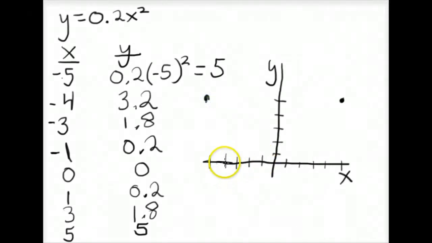At negative 4 gives 3.2, 1, 2, 3, puts about here. And positive 4, since it has symmetry, would also give 3.2. 1, 2, 3, 4. 3.2, it's about there. 0 would yield 0. And at that point, we can just draw a smooth curve connecting these points.